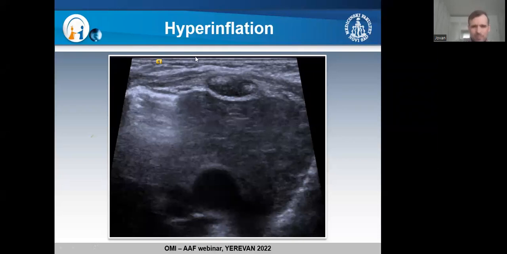Then again, look at this. This is a thymus, which looks completely normal, and its left border is free. But look at its right border. There's something that looks like A lines that covers this right part of the thymus, and this is one of the signs of hyperinflation, in this case of the right lung.